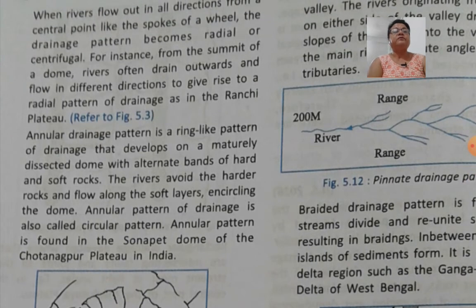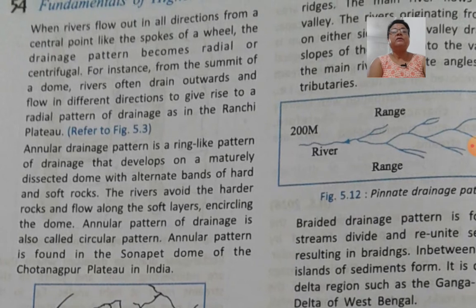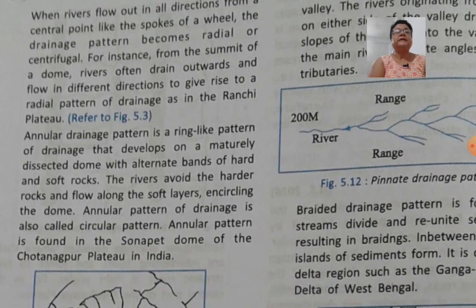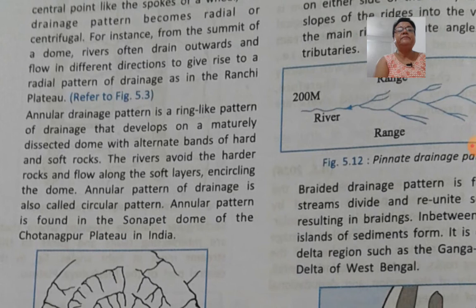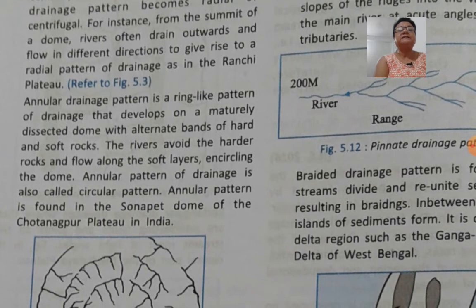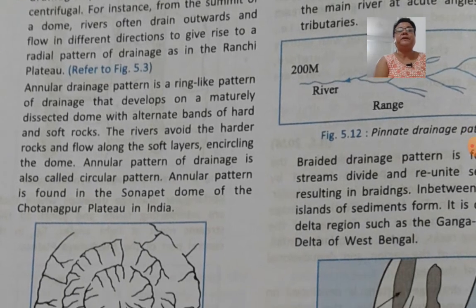When the river flows out in all directions from a central point like the spokes of a wheel, the drainage pattern becomes radial or centrifugal. For instance, from the summit of a dome, the rivers often drain outwards and flow in different directions to give rise to a radial pattern of drainage, as in the Ranchi Plateau.